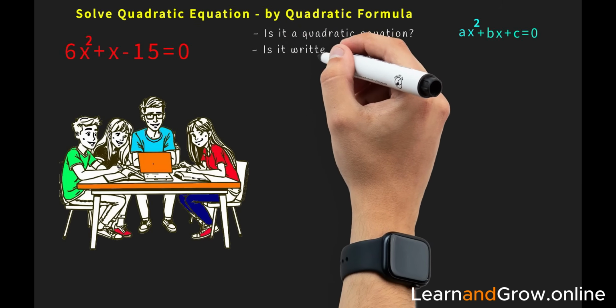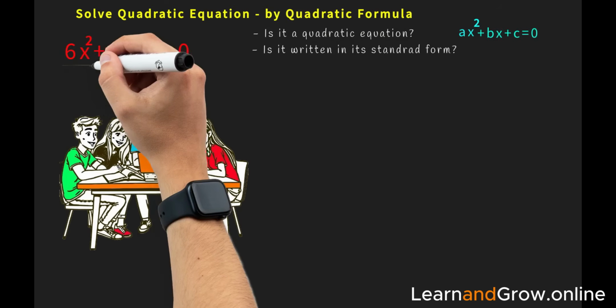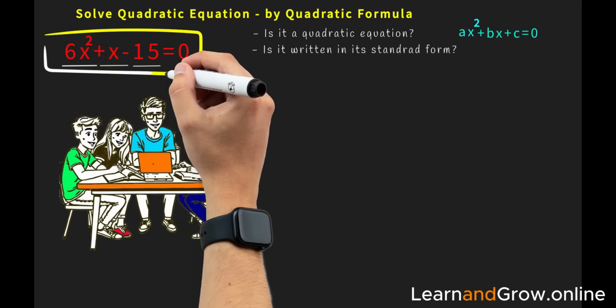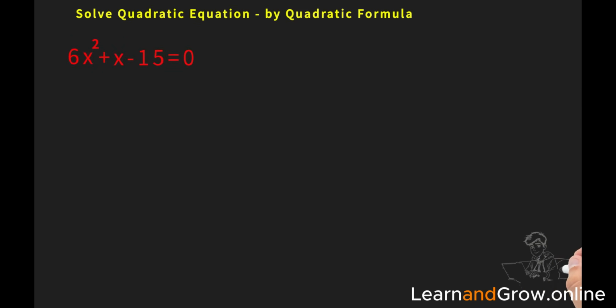Next, we will make sure that the equation is written in its standard form, with x squared on the left, x term in the middle, and constant at the end. If not, move the terms around to write it in the standard form. In the given equation, it is already in that form, so we will now move to the solution. We'll solve this equation step by step. Stay with me, and you'll master the concept in no time.